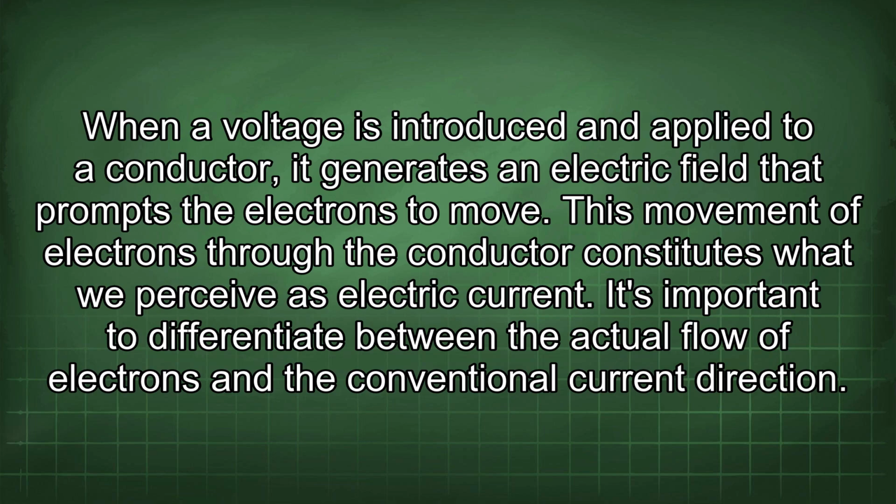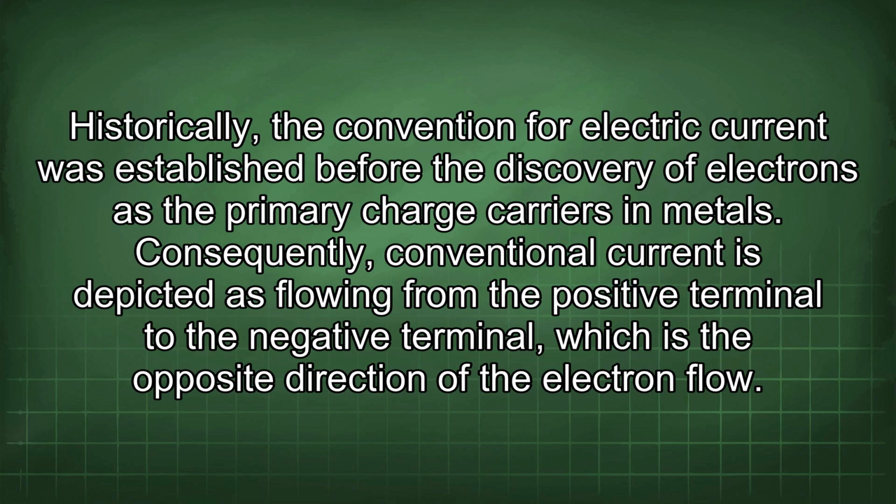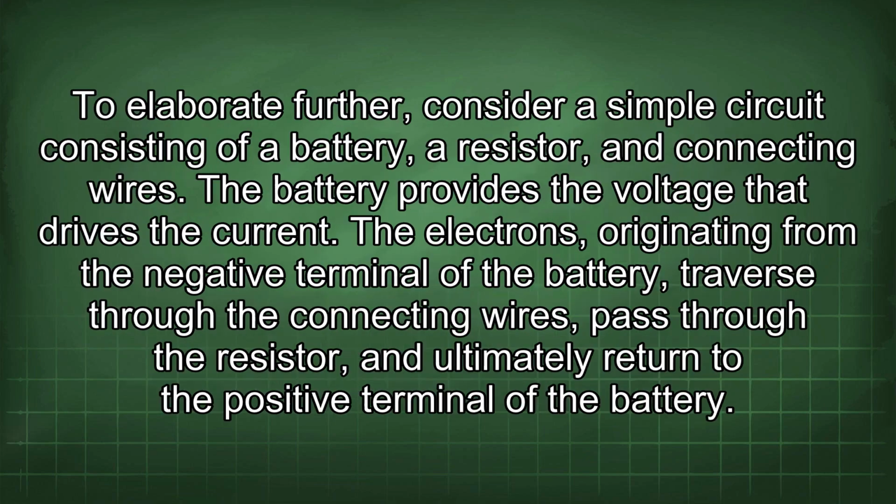It's important to differentiate between the actual flow of electrons and the conventional current direction. Historically, the convention for electric current was established before the discovery of electrons as the primary charge carriers in metals. Consequently, conventional current is depicted as flowing from the positive terminal to the negative terminal, which is the opposite direction of the electron flow. To elaborate further, consider a simple circuit consisting of a battery, a resistor, and connecting wires.